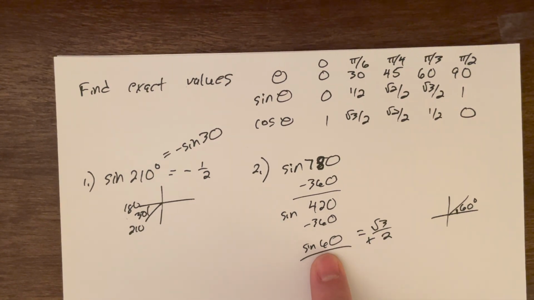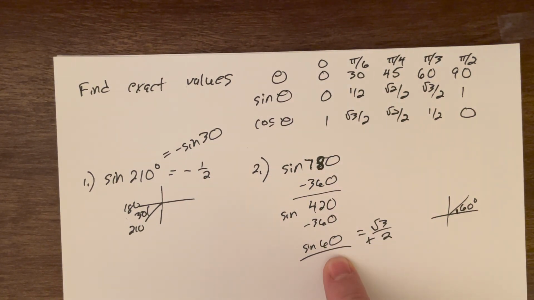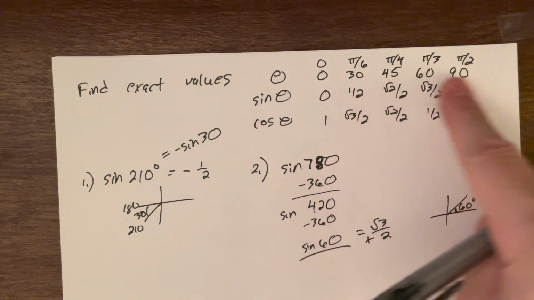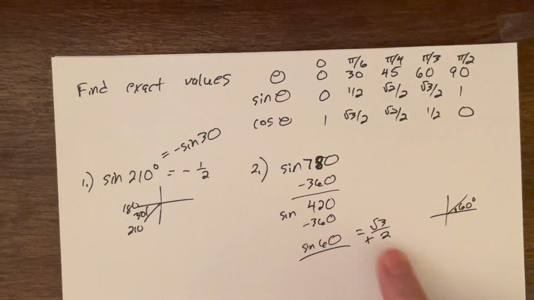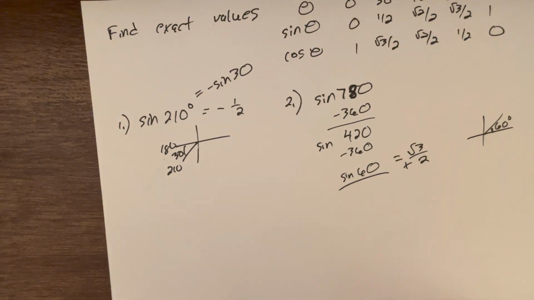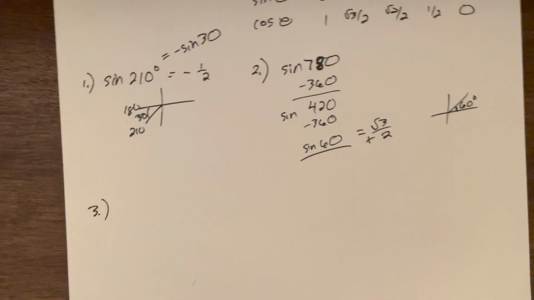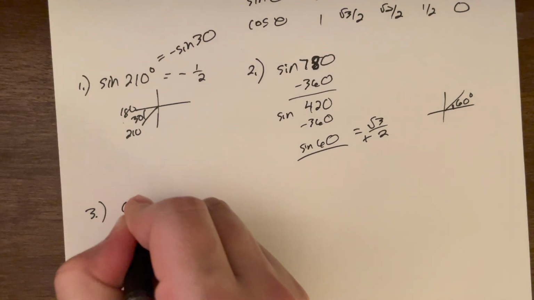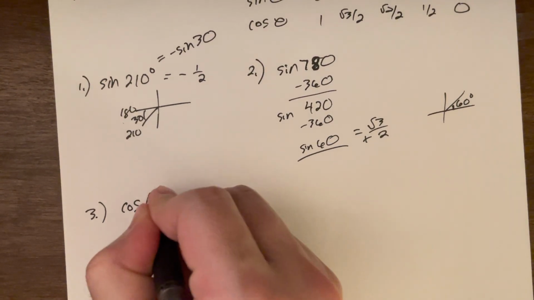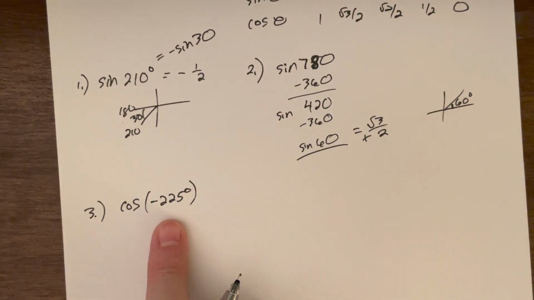So if you're lucky enough to have one of these angles either automatically given to you or through coterminals, it should actually make this problem a little bit easier. Okay, let's keep going. Number 3, let's take a look at cosine of negative 225 degrees.